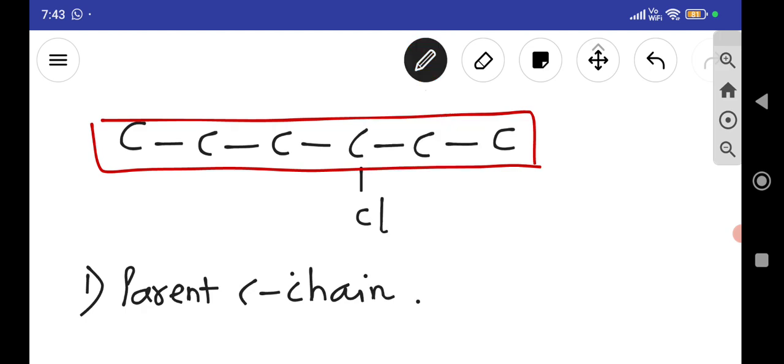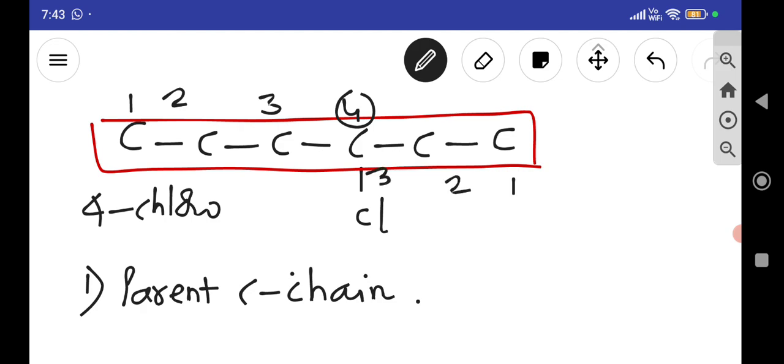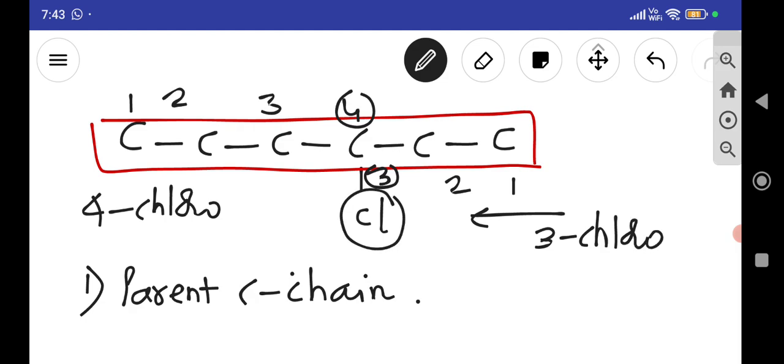Now after selecting the longest carbon chain, we will give numbering. Numbering can be done in both the ways. If you number from here, you will be getting 4 chloro, and from the other direction you will get 3 chloro. So always the least number is to be given for the branch or substituent. Therefore in this condition 3 chloro is correct and 4 chloro is wrong.